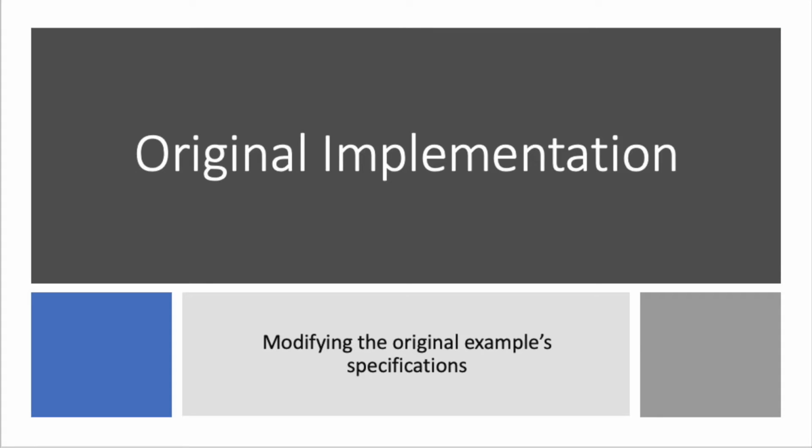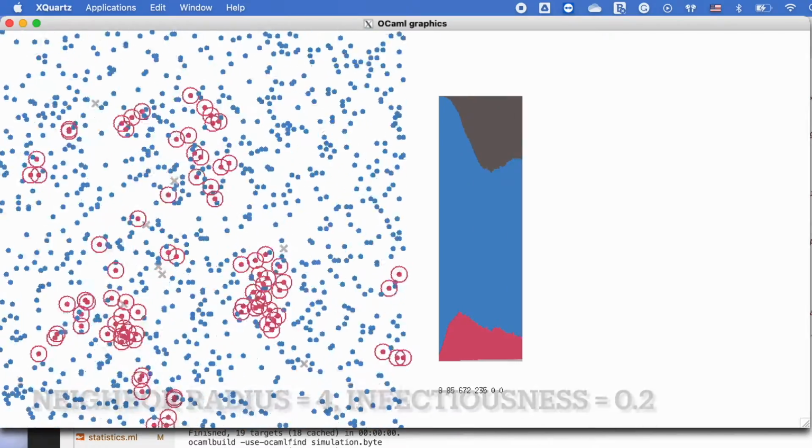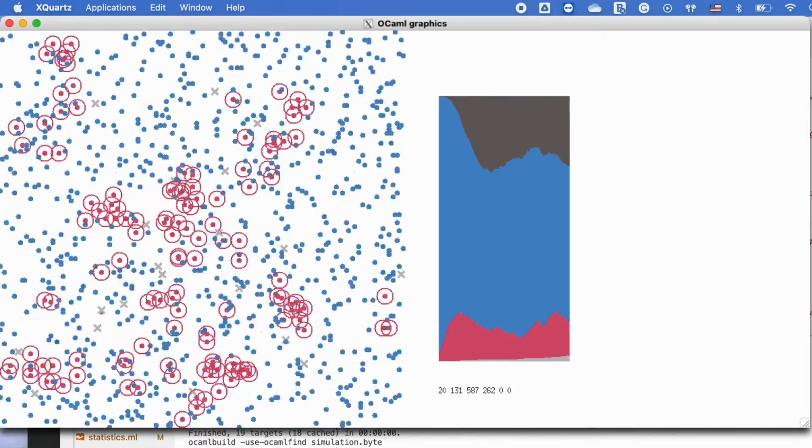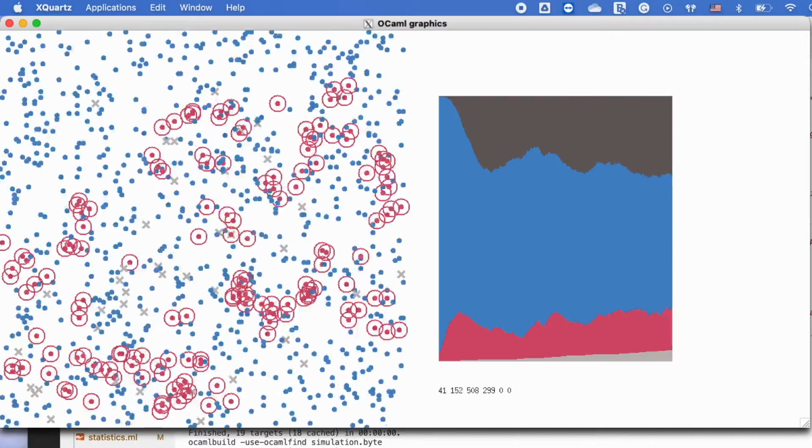So the first one is just looking at the original case without all the added classes and looking at how it compares to the specifications for the neighbor radius being 4 and the infectiousness being 0.2. And so here I showed the simulation in a recorded video to see what it would look like based on the original case. And then I changed each variable.